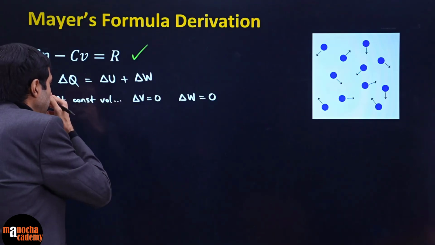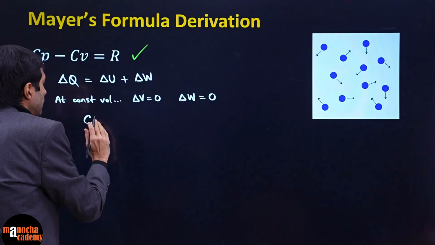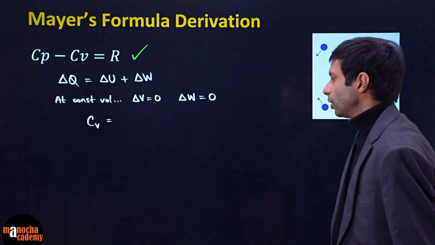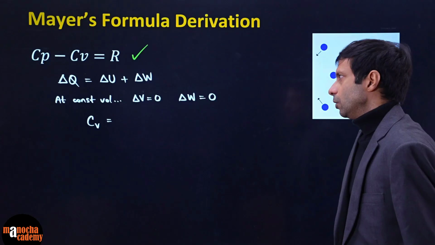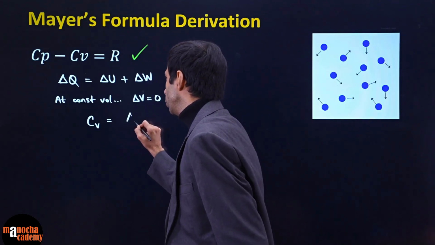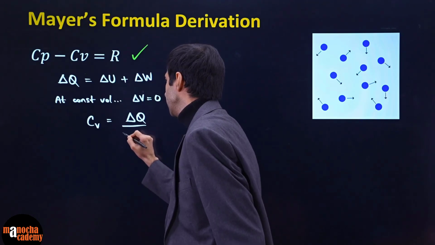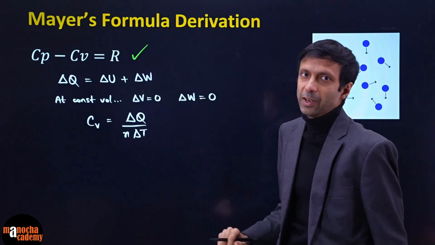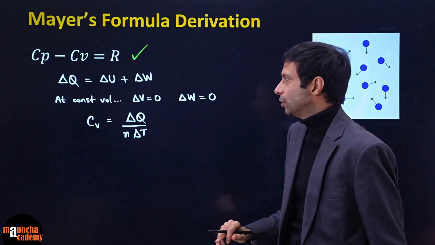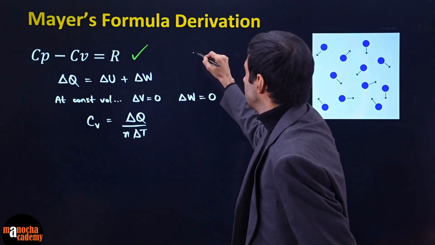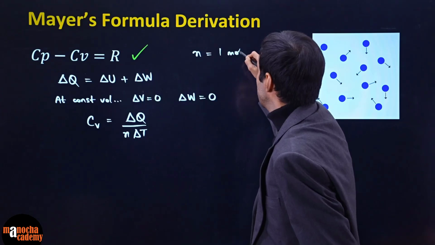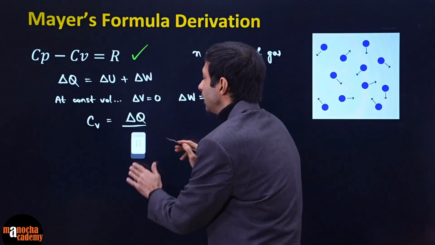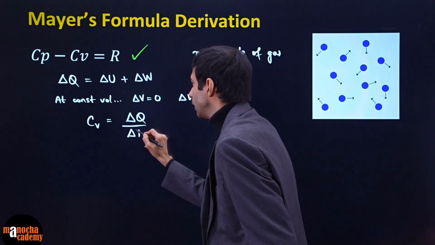The internal energy, right? So what is the definition of Cv, the molar specific heat? Can you guys tell me? Molar specific heat is delta Q divided by n delta T: the amount of heat divided by the number of moles divided by the change in temperature. Let's take it to be 1 mole of gas. So if we're taking 1 mole of gas, simply Cv is delta Q, the amount of heat, by the change in temperature. Do you guys agree?